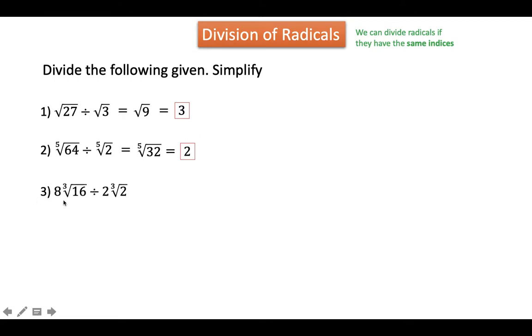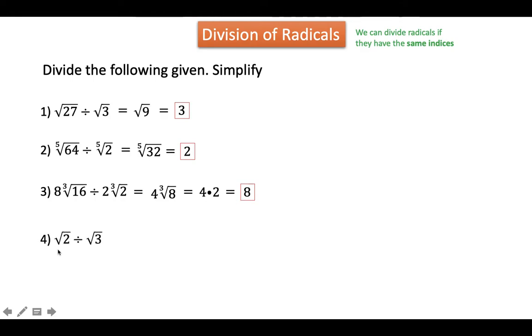For given number 3, 8 times the cube root of 16 divided by 2 times the cube root of 2. Since the indices are the same, which is 3, we can proceed on dividing. Let's start with the numerical coefficient, 8 divided by 2, and that is 4. Then 16 divided by 2, and that is 8. Since we can still simplify the cube root of 8 into 2, after that, multiply 2 times 4, and our final answer is 8.